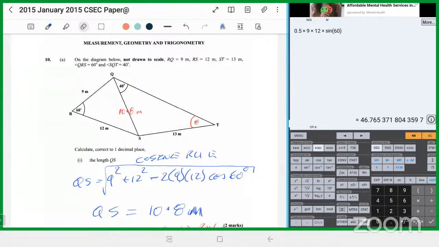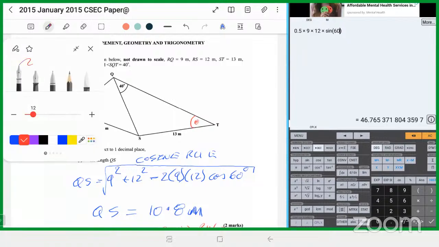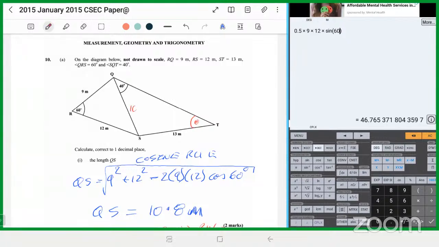So that question is talking about, let me write this 10.8 differently here. Let me put it over here instead. 10.8 meters. We're talking about this length, right? The distance that I want, the perpendicular distance from Q down to RS. So we're talking about this distance I want. Let's call it H.